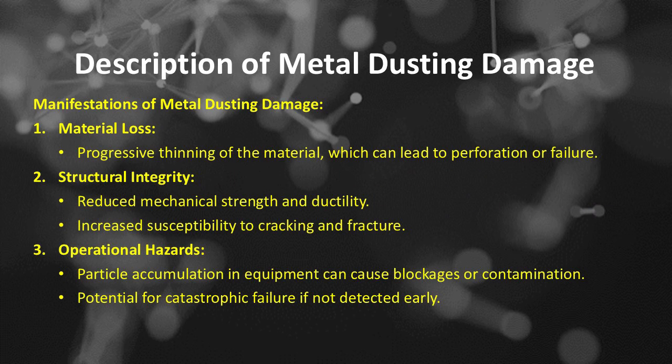Manifestations of metal dusting damage. Number 1, material loss, progressive thinning of the material, which can lead to perforation or failure. Number 2, structural integrity, reduced mechanical strength and ductility, increased susceptibility to cracking and fracture. Number 3, operational hazards, particle accumulation in equipment can cause blockages or contamination. Potential for catastrophic failure if not detected early.